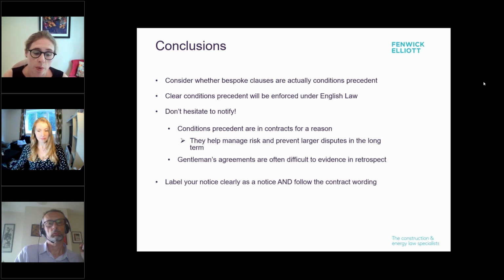Finally, label your notice clearly as a notice and follow the contract wording. Check what you have to notify, because the contents of your notice could bite you way down the line when you're in an arbitration or in a court, in front of the Hong Kong court, as they did in the Barra case. So, things to think about going forwards.